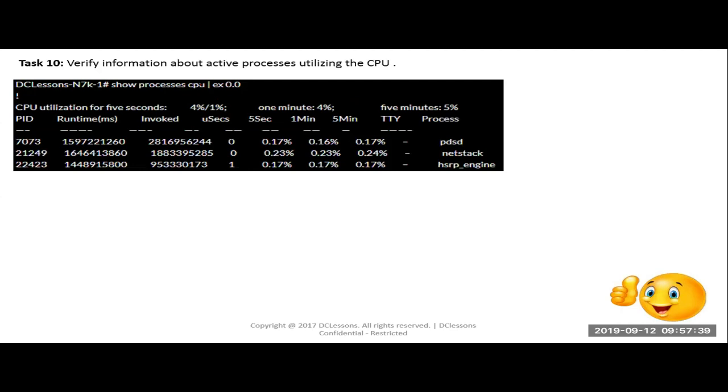If you want to see what active processes are utilizing your CPU, then you should write show processes cpu | exclude 0.0. Here you will see that CPU utilization for 5 seconds is 4%, for 1 minute is 4%, and for 5 minutes is 5%. These are the process IDs, these are the runtimes, these are the 5 second, 1 minute, and 5 minute utilization, and this is your process name. So these are the commands mostly used in Nexus 7K for operation and monitoring purposes.